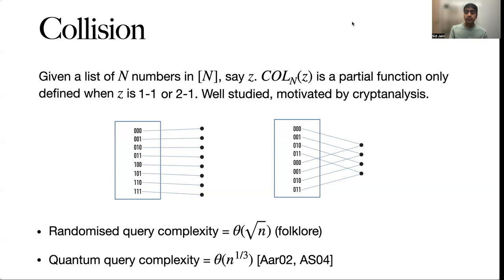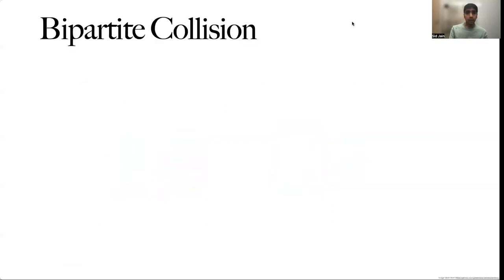So now if you want to study this problem in the communication setting, what are the natural ways to split the input between the two parties, Alice and Bob? Well, one natural idea is to just split the list in two and give the halves to Alice and Bob. Unfortunately, this leads to a trivial communication problem, and I'll leave it as an exercise for you to figure out why. So what do we consider? We consider a problem that we call bipartite collision.